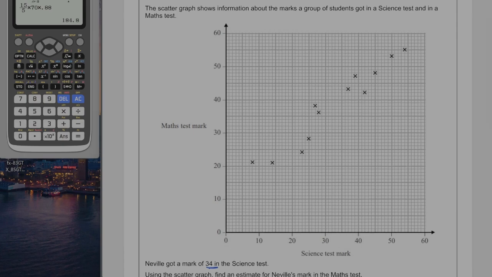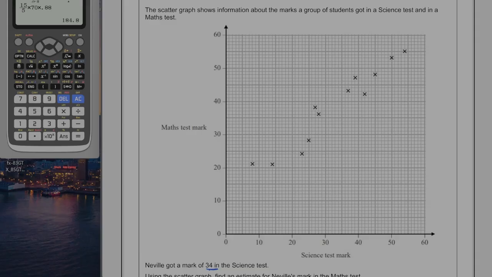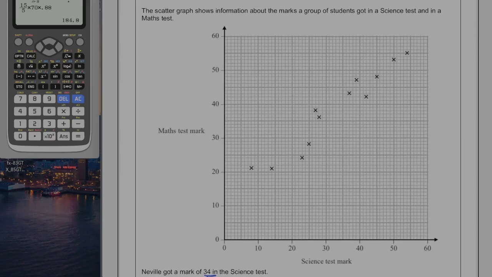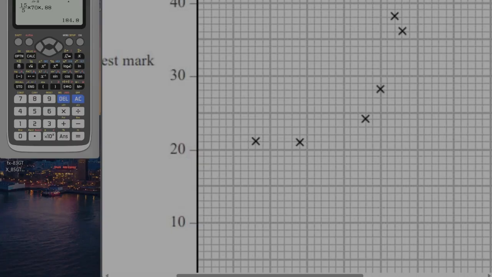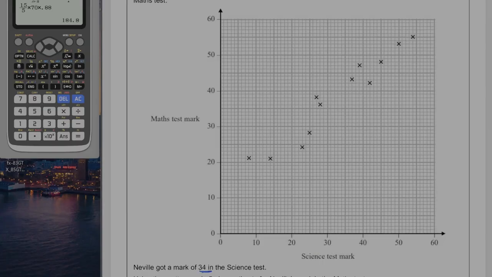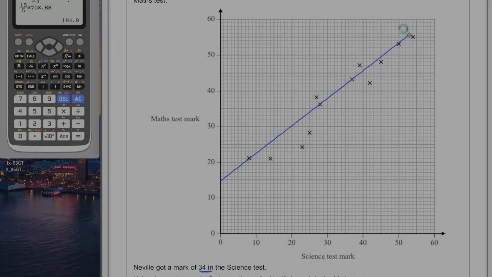Okay, so I'm going to draw a line of best fit. For any question like this, line of best fit. The line of best fit doesn't need to go through every point, it just needs to be a suitable representation for the data. So I'm going to say this is roughly my line of best fit. Yeah, I'm happy with that.